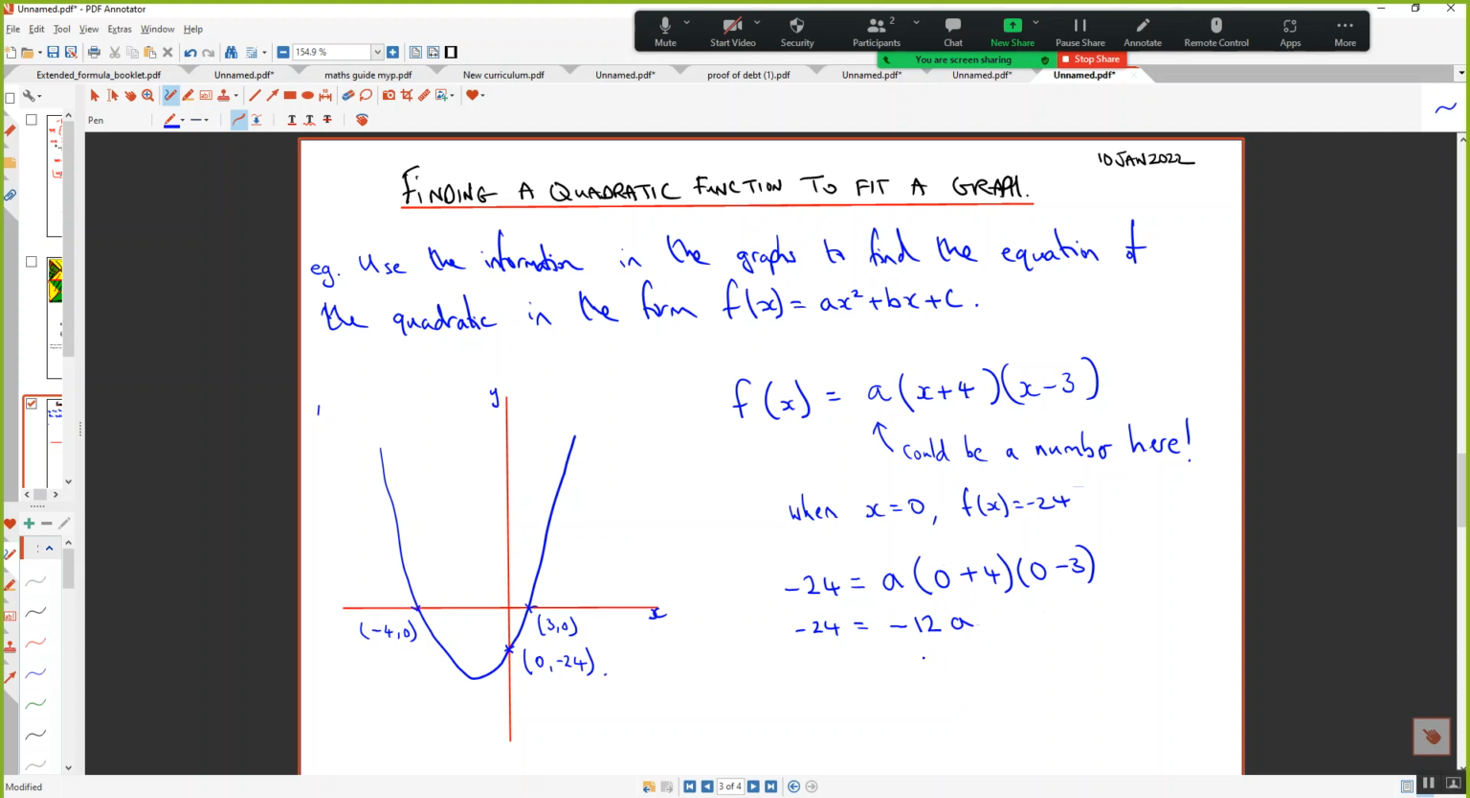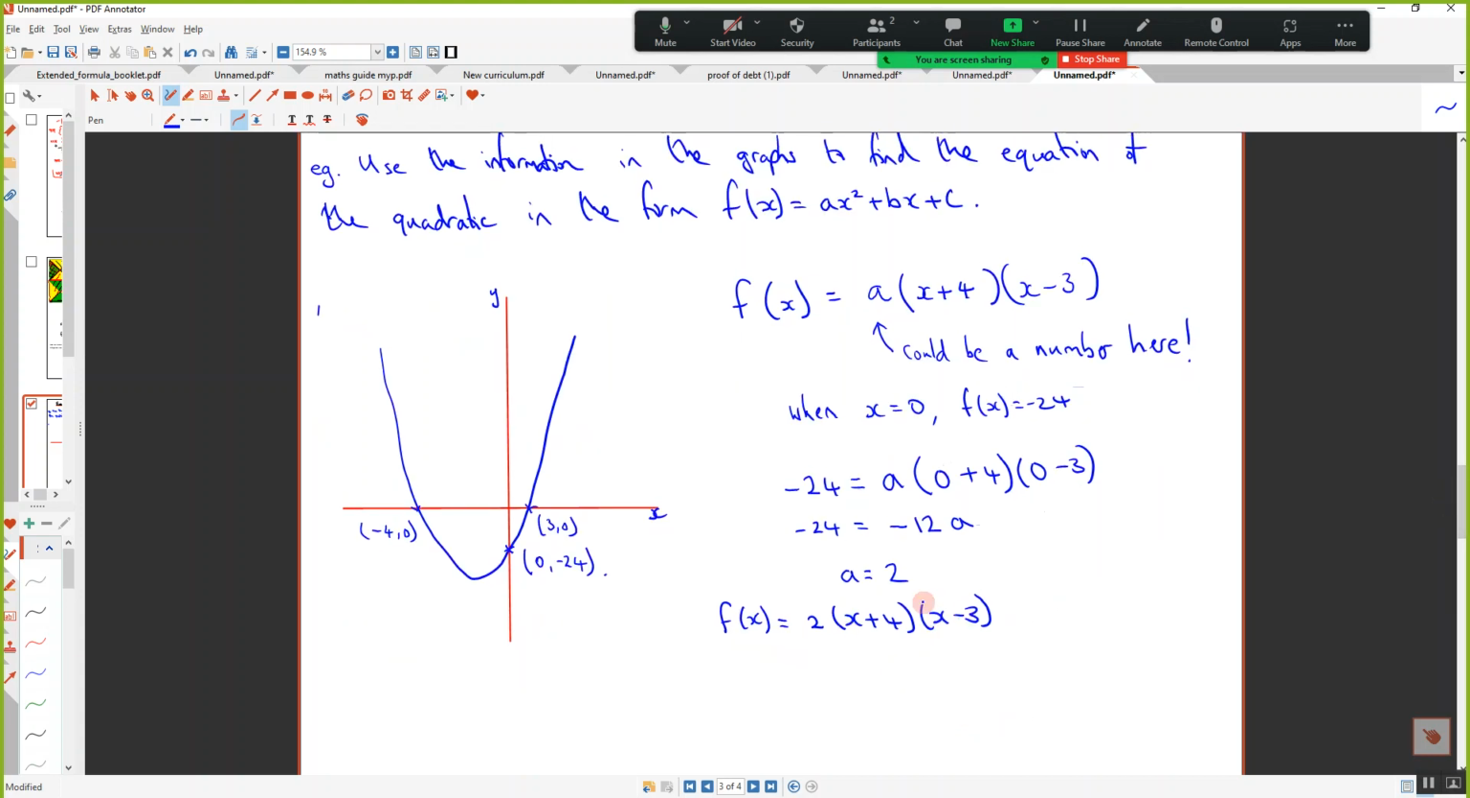That gives me negative 12a. Is that all okay? So what's a equal to? 2. So my equation is going to be 2 bracket x plus 4, x minus 3. So that's just using the factored form, okay? Hopefully that kind of makes sense.